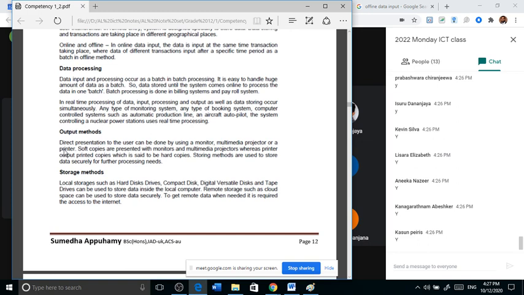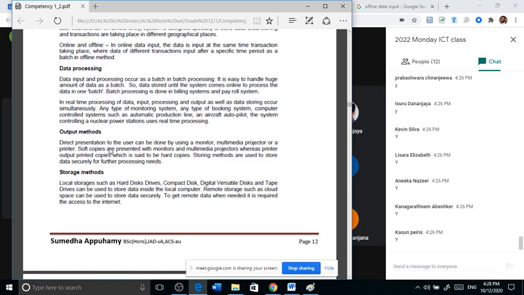Okay, so however, direct presentation to the user can be done by using a monitor, multimedia projector, or a printer. Soft copies are presented with monitors and multimedia projectors, whereas printers output printed copies, which are said to be hard copies. Storing methods are used to store data securely for further processing needs. So now we are going to move to the storing methods. So output methods, there are two main methods, electronic format or digital format and the hard copy. Remember those two mainly.